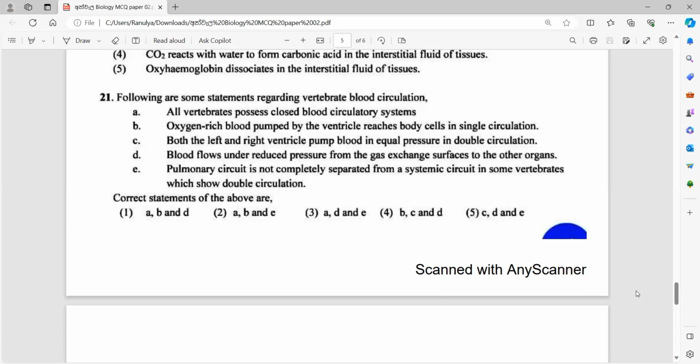Now, if we take the thickness of the walls, normally the walls of the ventricles are thicker than the walls of the atria, right? And the wall of the left ventricle is thicker than the wall of the right ventricle. Because why? The right ventricle pumps blood to the lungs. The left ventricle has to pump blood to the aorta, which supplies blood throughout the body.